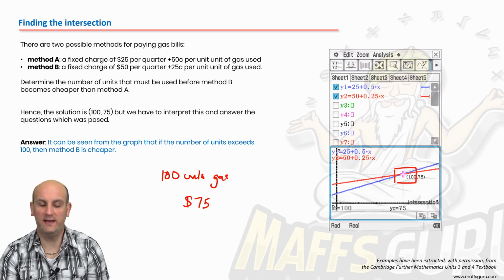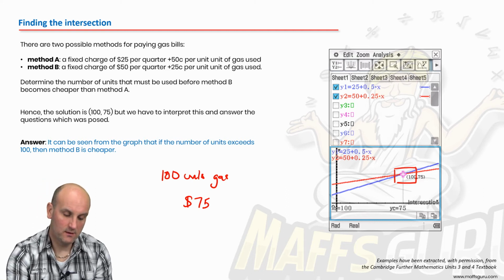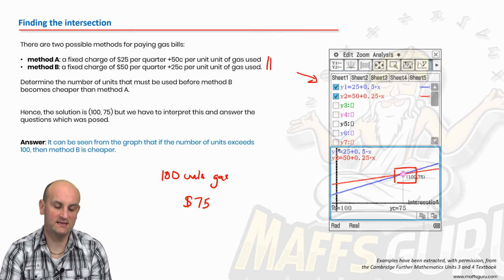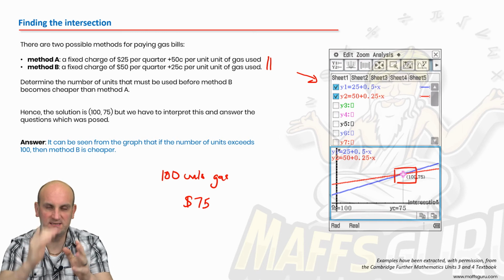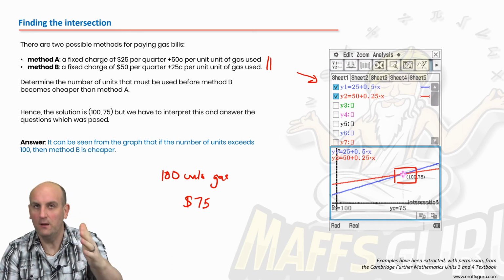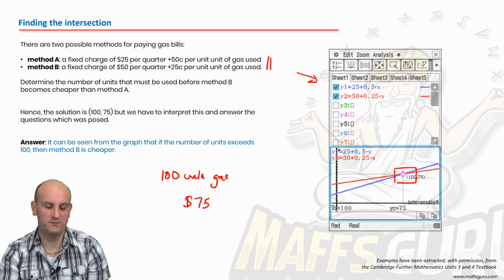And that's brilliant. So actually taking these two equations, plotting them here in my CAS, finding that point of intersection, and then just trying to work out which graph is higher. Is B higher or is A higher? Because once we know which one's higher, we know which one's cheaper, and then sort of interpreting the question.